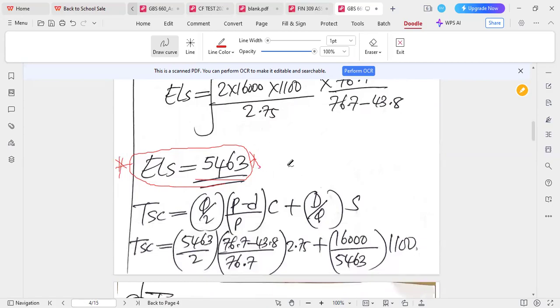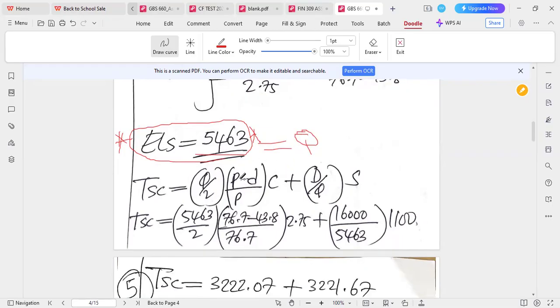All right. So this one that we have found, we now need to substitute as the Q in our total stocking cost: Q over 2, P minus D over P, times C, plus D over Q times S. So this is the annual setup cost.